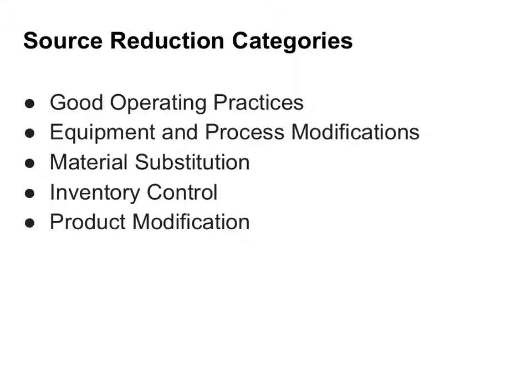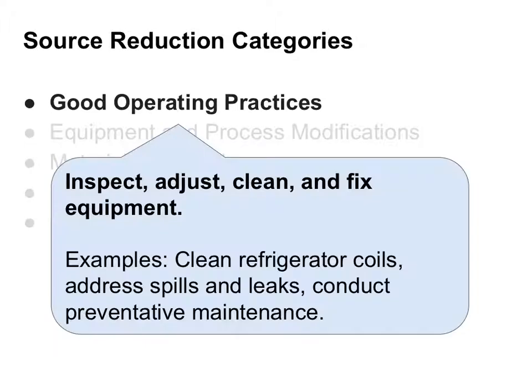Source reduction can be broken down into these categories: good operating practices, equipment and process modifications, material substitution, inventory control, and product modification. Good operating practices are just really running a facility well. So you're inspecting and cleaning and fixing your equipment, and this could include cleaning refrigerator coils or addressing spills and leaks or conducting preventative maintenance.